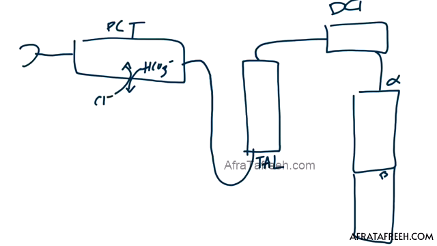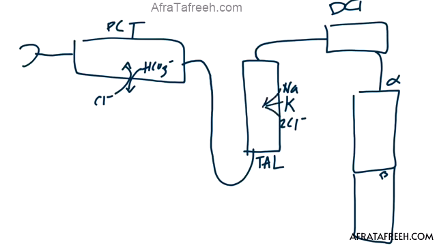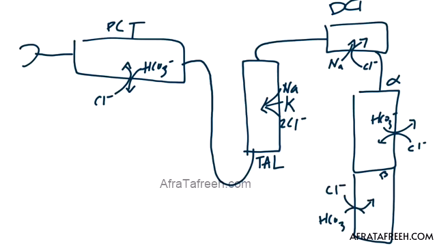In the thick ascending limb, there's a luminal NKCC channel, which reabsorbs sodium, potassium, and 2-chloride. In the distal convoluted tubule, there's a luminal sodium chloride symporter. In the alpha cell, there's a basolateral bicarbonate chloride antiporter. And in the beta cell, there's a luminal bicarbonate chloride antiporter.